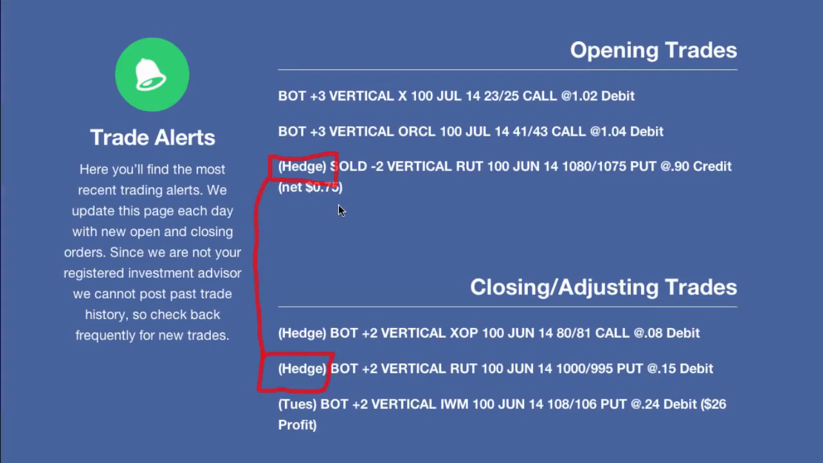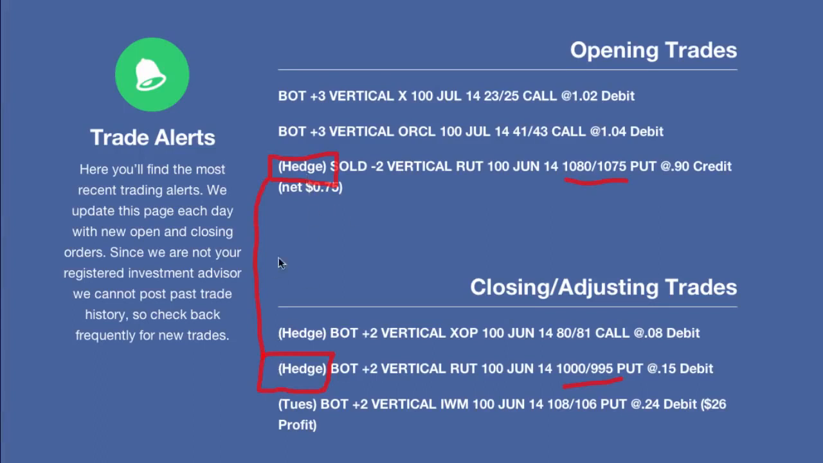So if you remember, we currently have a big wide iron condor going in the RUT. And as the market has moved higher, we've been able to now roll up our put side. So as the market rolls towards our call spread, we're not going to touch the call spread side of our iron condor. We're going to actually roll up our bottom side trade, which is the 1,995 put side, and we rolled it up to 1080, 1075.